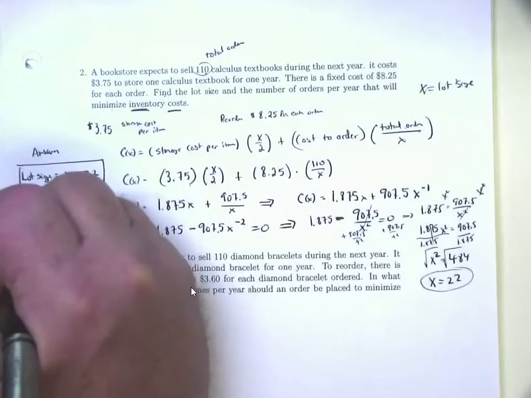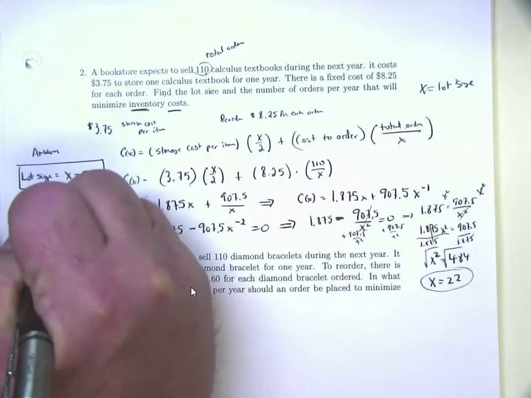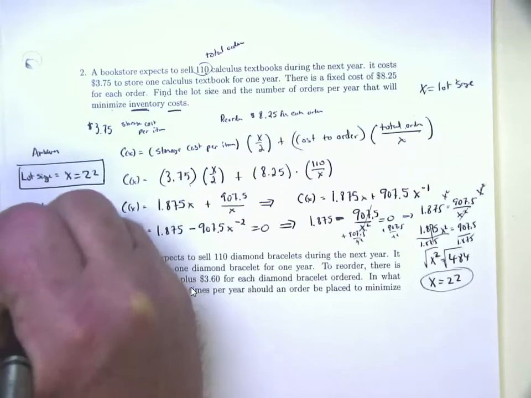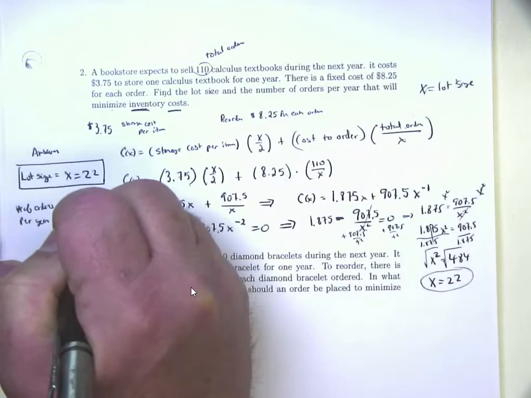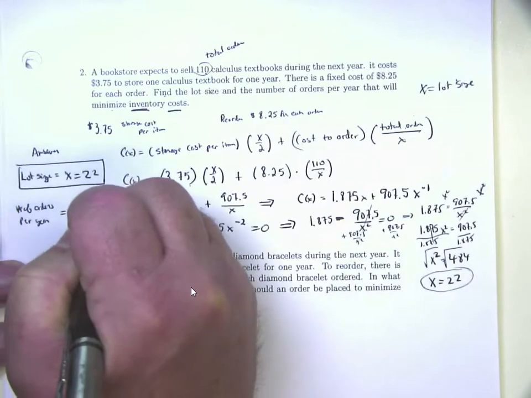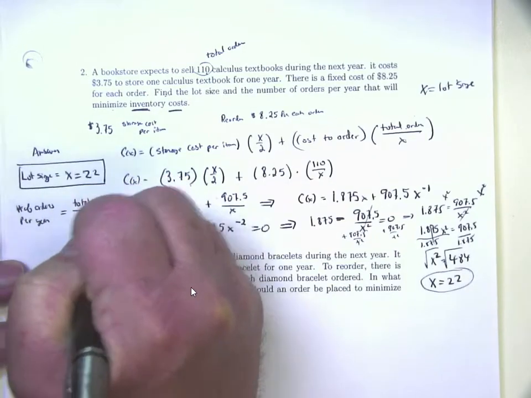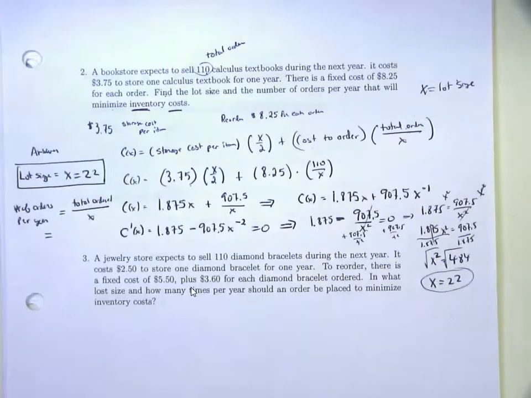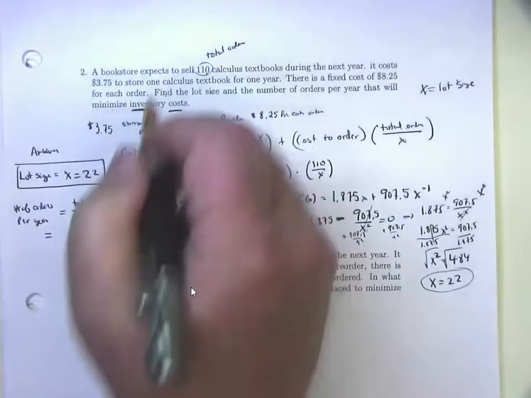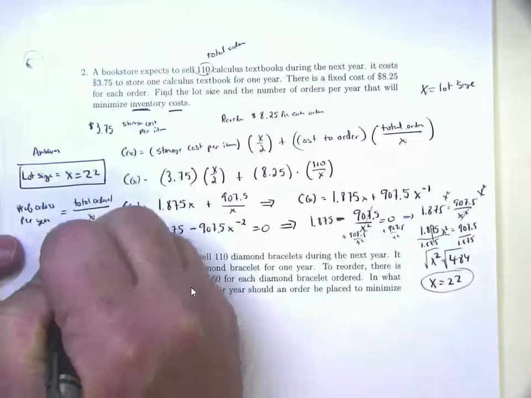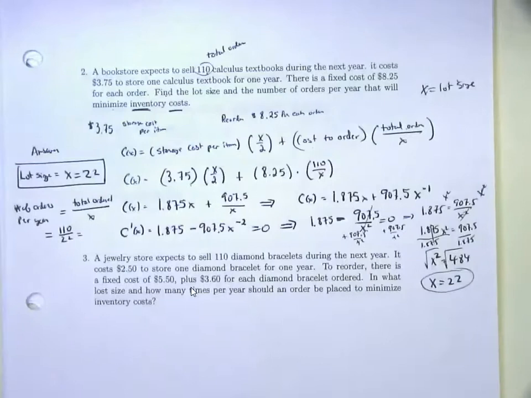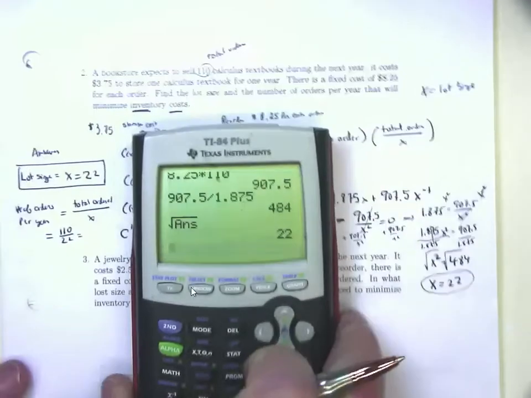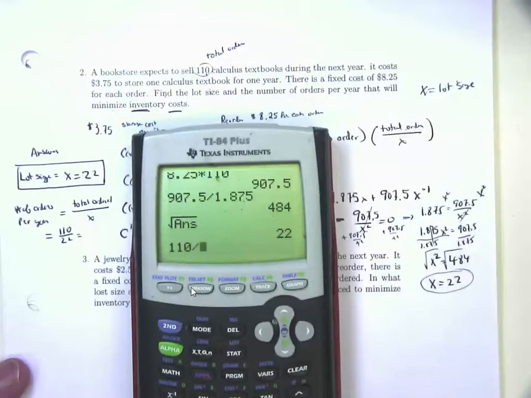The number of orders per year, that was one of my little forms. That was equal to the total order divided by X. What was the total number that I had to order? That was 110 divided by X, which is what we saw, which was 22. So, 5. I just want to show you guys on the calculator that I'm not actually cheating on you guys. 110 divided by 22 is 5.